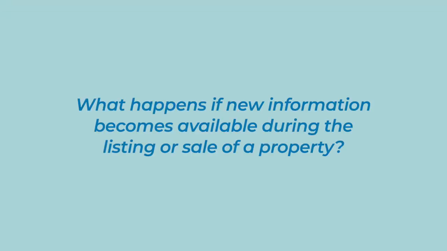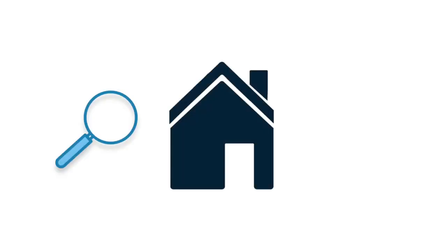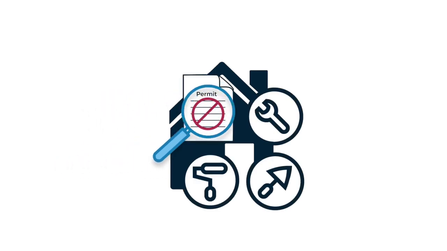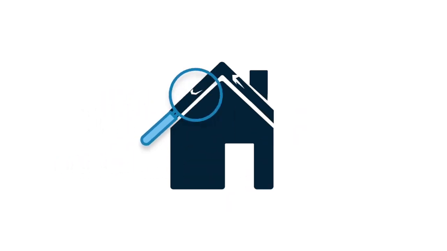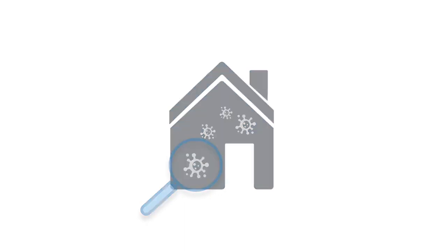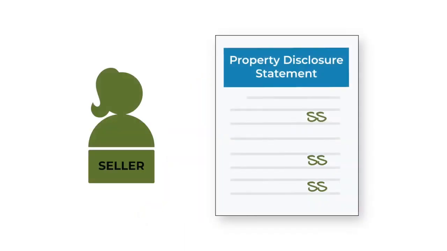What happens if new information becomes available during the listing or sale of a property? For example, what if it turns out that renovations were done without a permit? The home needs a new roof, or there is a mold infestation. It's best practice for the seller to amend the property disclosure statement to reflect their current knowledge of the property.